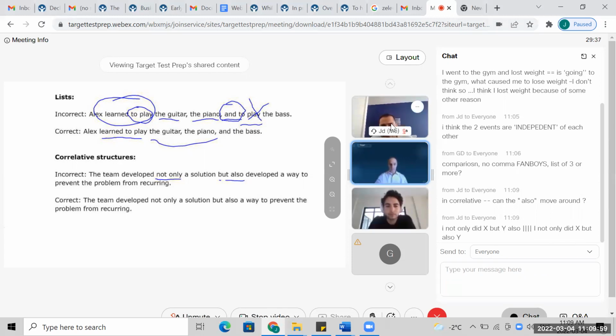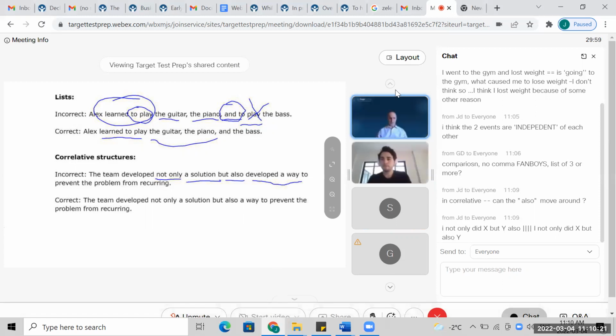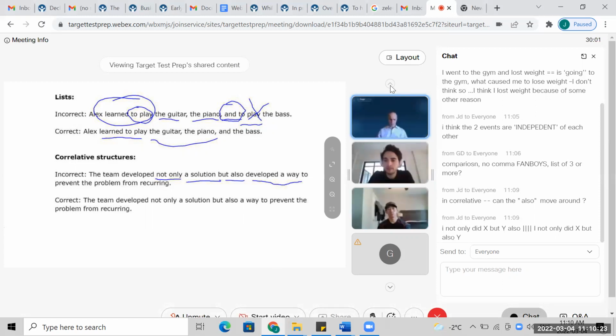So we have a solution after "not only," and after "but also" we have "developed a way to prevent the problem from occurring." So we read the whole sentence. The team developed not only a solution, but also developed a way to prevent the problem from occurring. Notice that it sounds pretty good. When you just read it, it doesn't sound terrible. Sounds great, but is it logical? So we should do carryover.